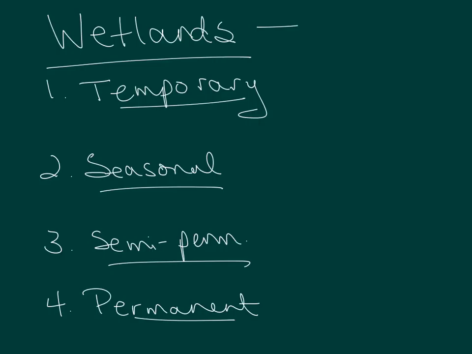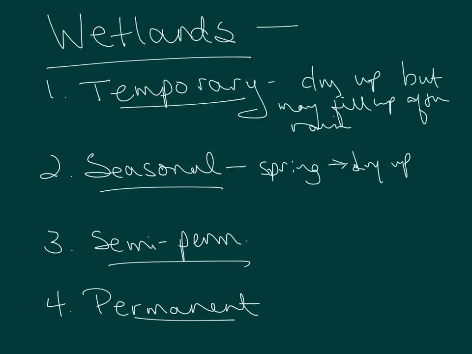Temporary wetlands will hold water from melting snow and from heavy rain. So the temporary ones will, most of the time, dry up, but they may fill up again after a heavy rain. So they are sometimes temporary, but they possibly could fill up.